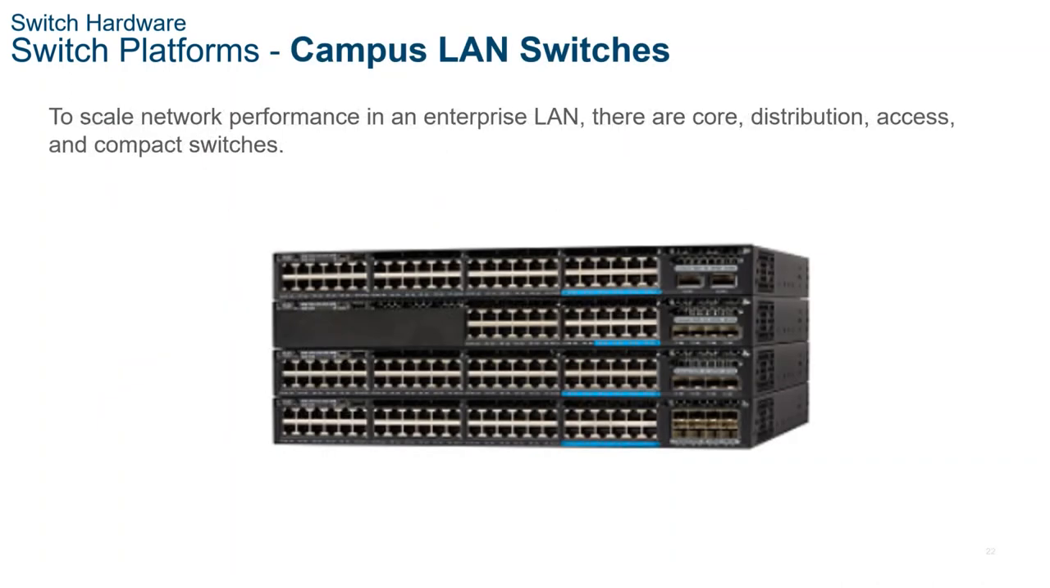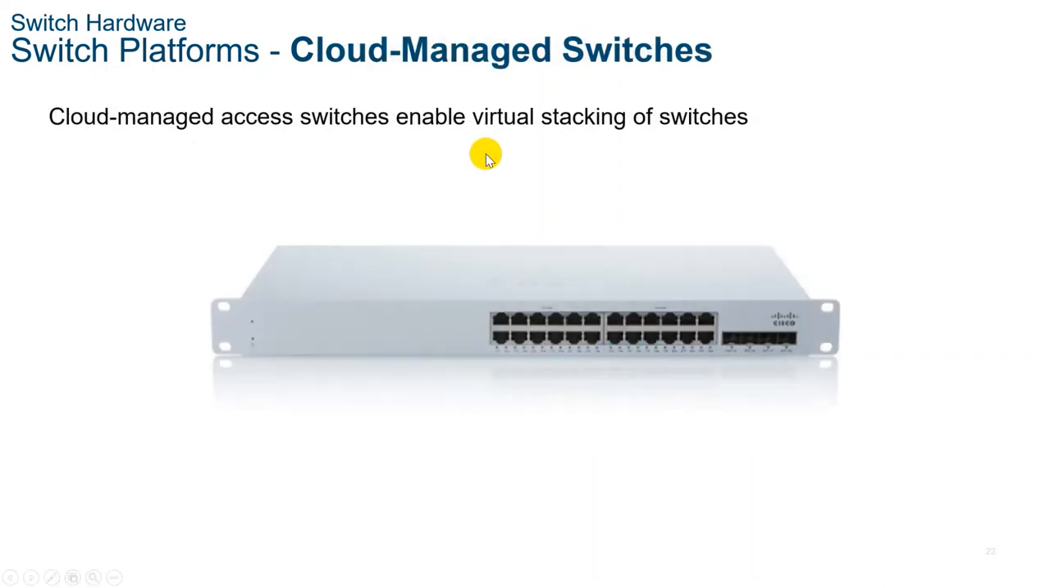Let's start with the switch platform, campus LAN switches. To scale network performance in an enterprise LAN, there are core, distribution, access, and compact switches. This switch platform varies from fanless switches with 8 fixed ports to 13 blade switches supporting hundreds of ports. The next one is cloud-managed switches. Cloud-managed switches enable virtual stacking of switches. They monitor and configure thousands of switch ports over the web without intervention of on-site IT staff.